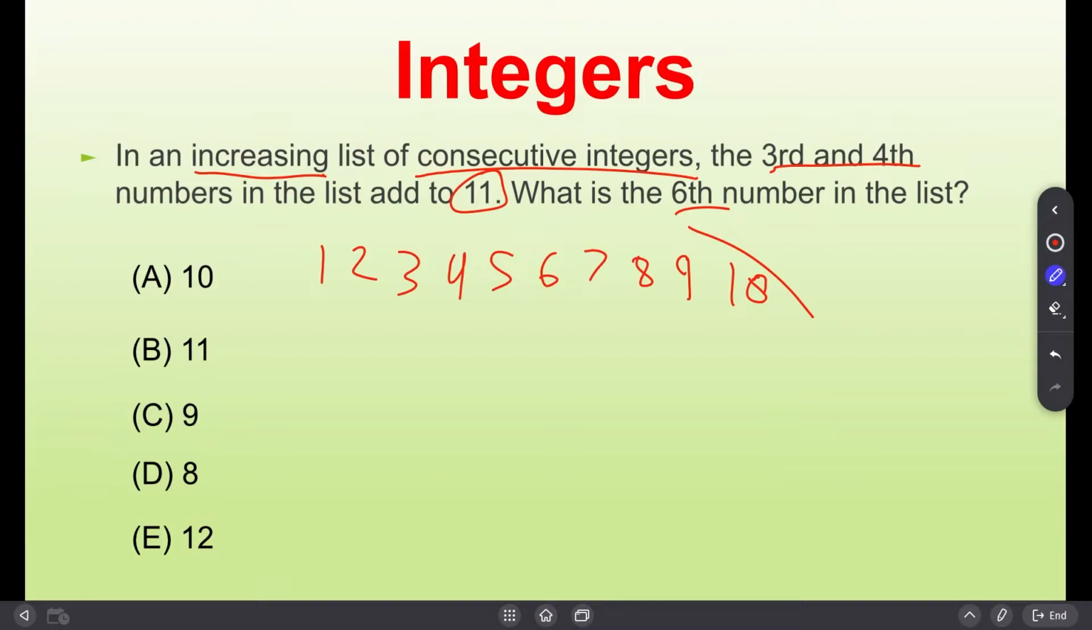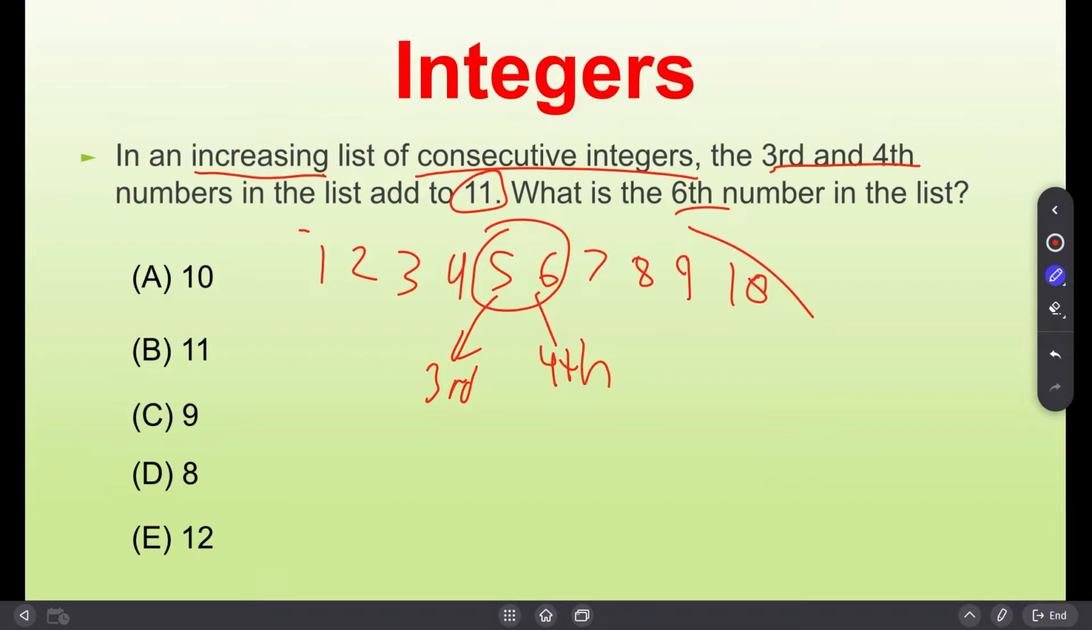So we already know that this is an increasing list of consecutive integers because it goes from 1 to 10. And now we have to look for two numbers that equal 11. And it's pretty obvious which two numbers equal 11 because it's only 5 and 6. This is the only possible answer for equaling 11. So then we're going to know that the third and fourth number on the list will equal 11. So we're going to know that 5 will equal the third number here, and then 6 will equal the fourth number here.